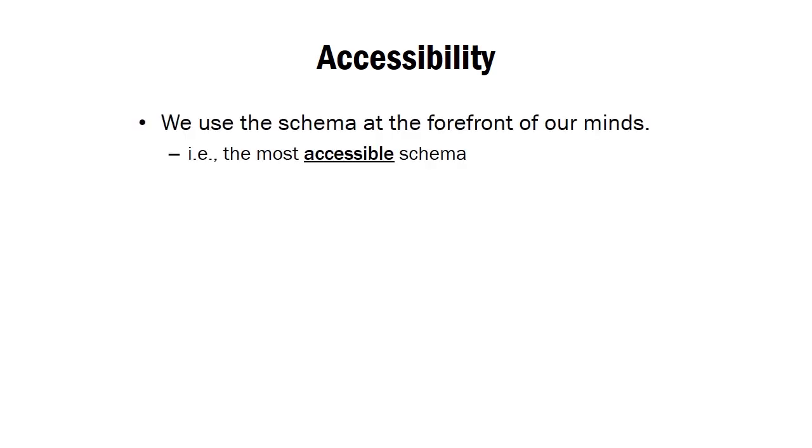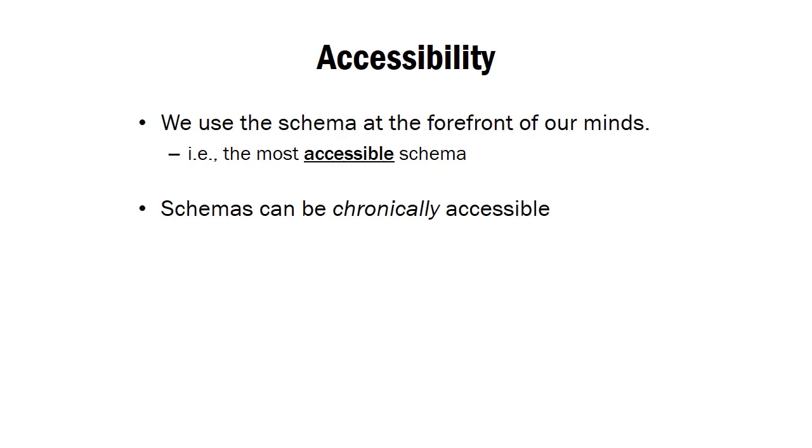Well, in general, the term accessibility encapsulates this process of which schema is the most influential. In general, we use the schema at the forefront of our minds when we use schemas to make judgments and decisions. That is, we use the most accessible schema, the one that's the most ready to be applied to a particular circumstance. Sometimes schemas are chronically accessible.